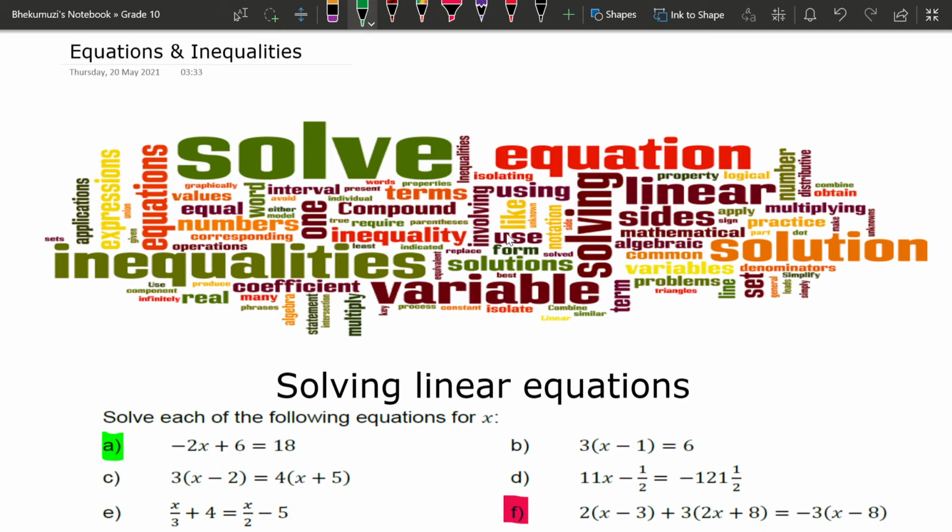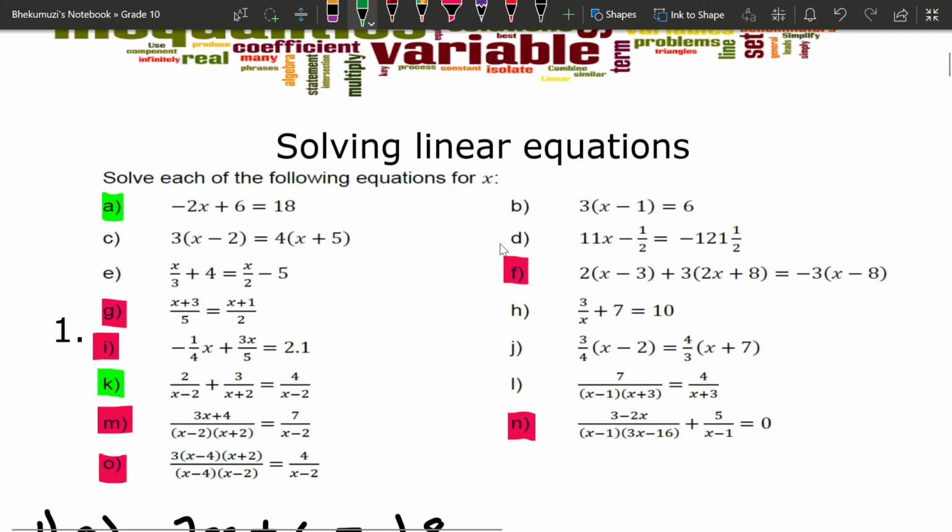Okay, so now we're going to begin with solving linear equations, which is the first type of equation that you should know in grade 10. Here, as you can see, we have a number of questions, and I have highlighted the green ones to signify that those are the ones that you will see in this video.